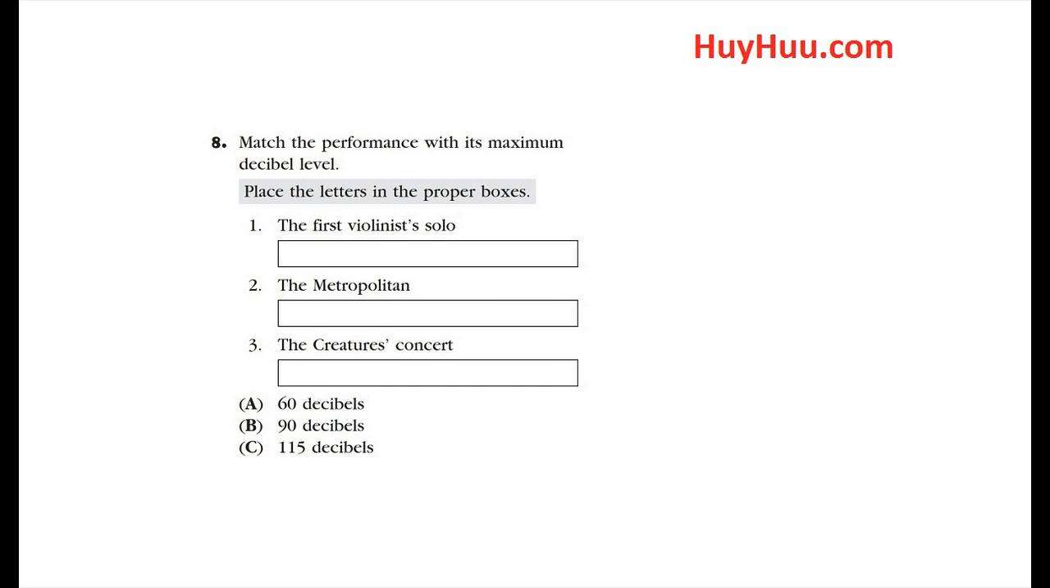Number 8. Match the performance with its maximum decibel level.